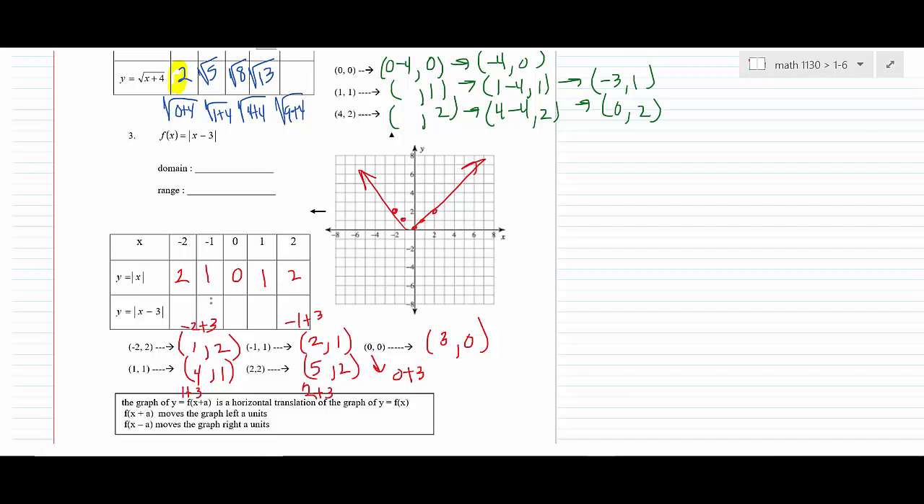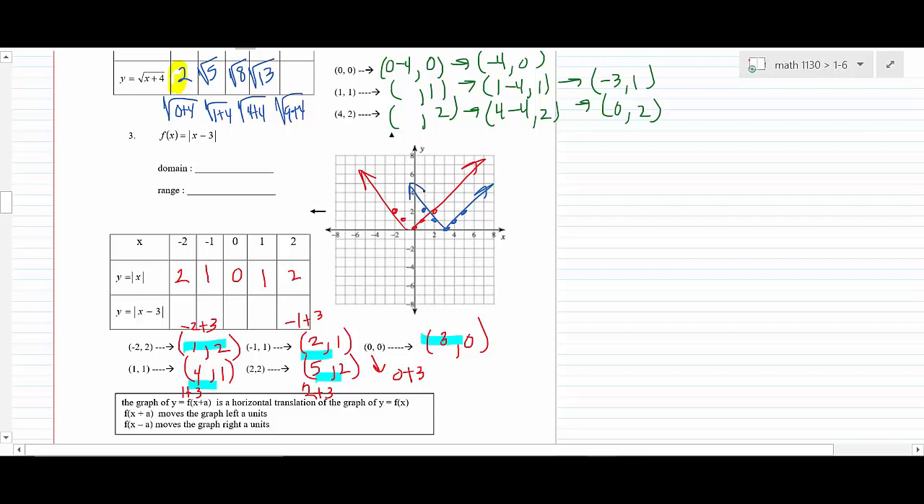So I'm going to go ahead and plot these points right here, and then that'll give us what the final product looks like. So we'd have a point, looks like 1, 2. We'd have a point 2, 1. Have a point 3, 0. 4, 1. And then finally 5, 2 like that. And you can tell now that I put that on there that it went to the right 3.